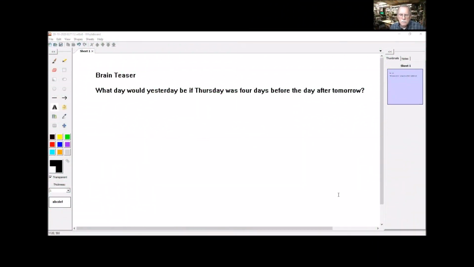Hopefully today goes better than this morning, which had all sorts of technical gremlins. Hopefully they're gone. Let's look at the puzzler.